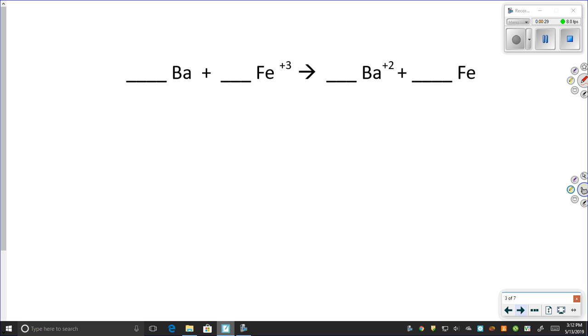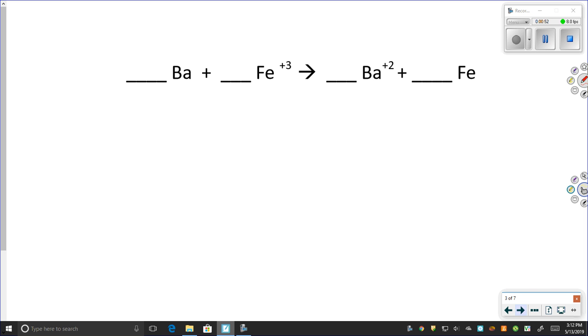Okay, let's go. So this is an example straight out of your notes, and we're going to be balancing barium and iron in a reaction. The first thing you want to do is take a look at good old Table J. You're going to see if your free state element can actually react with the thing that's in a compound.